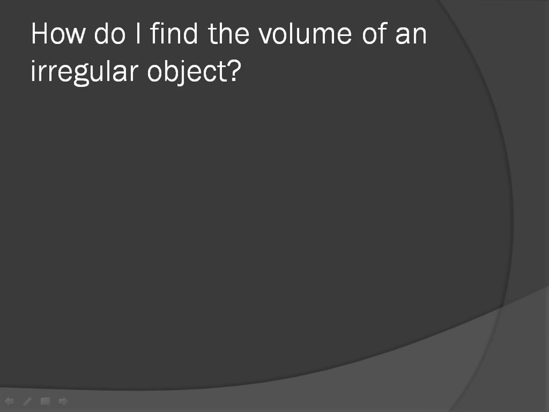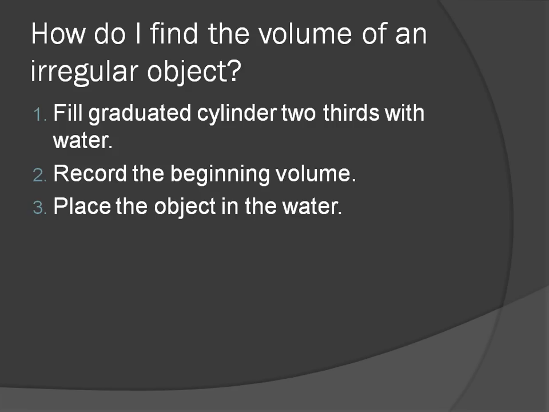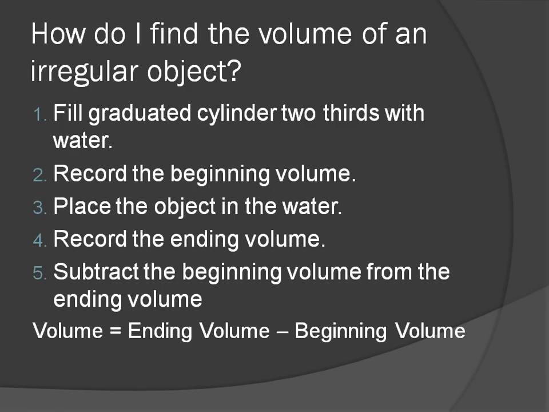The next one, how do I find the volume of an irregular object? It shows up twice on the study guide. Pretty good chance it's going to be on the quiz. Of course, you fill the graduated cylinder 2/3 with water, then record the beginning volume. Then you place the object into the water, record the ending volume, subtract the beginning from the ending volume, of course using the same formula.